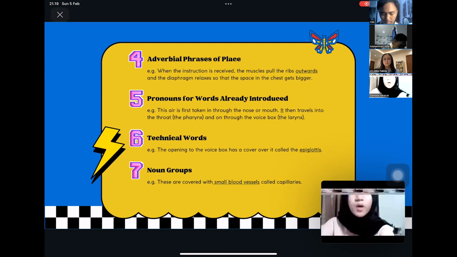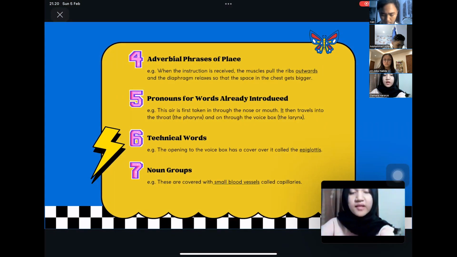5. Pronouns for words already introduced. Pronouns are the words you substitute for other nouns when your reader or listener already knows which nouns you're referring to. In explanation text, the pronoun that is used is it. For example, this air is first taken in through the nose or mouth. It then travels into the throat or the pharynx and on through the voice box, the larynx.